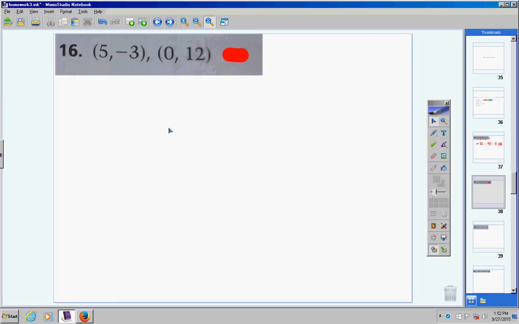Number 16, the exact same thing again. So here we go. There's your formula. This time we're going to go the opposite direction. We're going to put this y first and this x first. So here's my x, my y, my x, my y. For my numerator, y minus y, so I have a 12 and a negative 3 for my y's. So 12 minus a negative 3. For my x's, I have 0 and 5. 0 minus 5. Notice I put this 12 first, so I put this 0 first here.